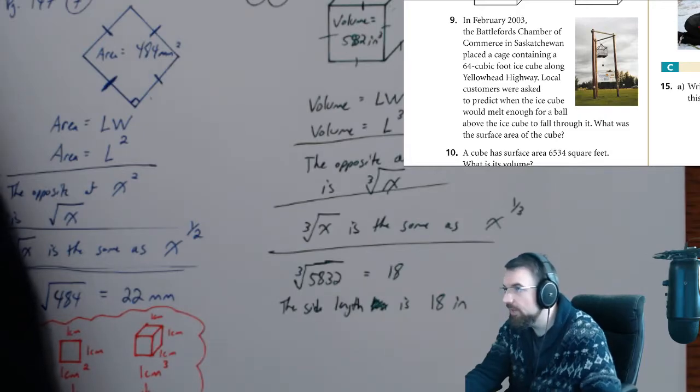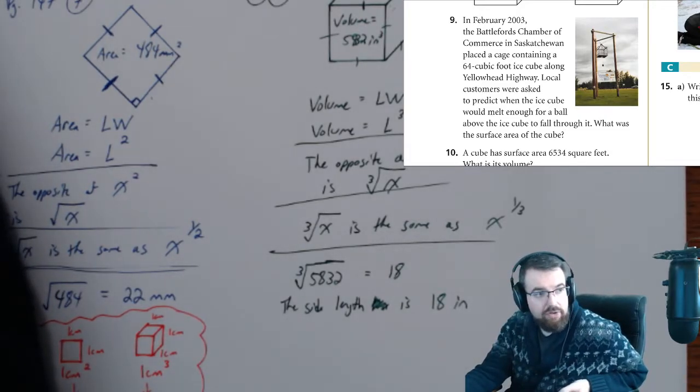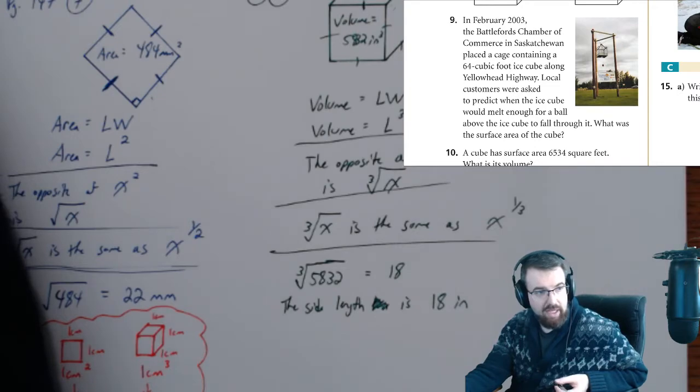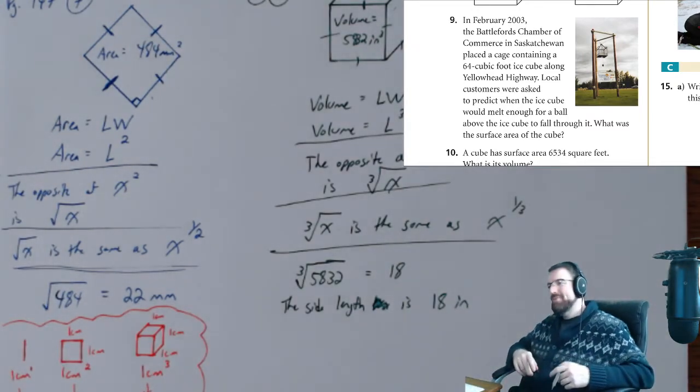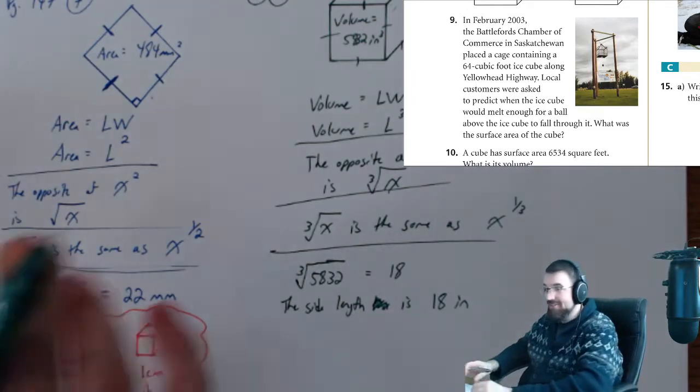Okay, in February 2003, Battleford's Chamber of Commerce in Saskatchewan placed a cage containing a 64 cubic foot ice cube along Yellowhead Highway. Local customers were asked to predict when the cube would melt enough for a ball above the ice cube to fall through it. What was the surface area of the cube? All right, most of that explanation wasn't necessary.